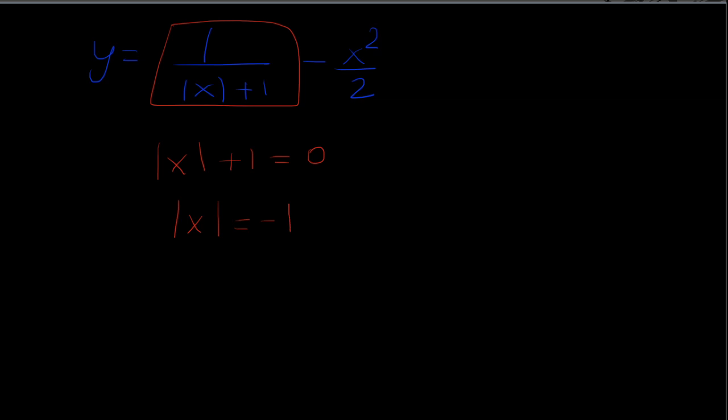Now the absolute value of x is always going to be greater than or equal to 0. It's never going to be negative. So there's no solution here. No matter what value you put in for x, the absolute value of that will never be negative 1. So there is no point where it's going to give us any issues. So it's continuous everywhere.